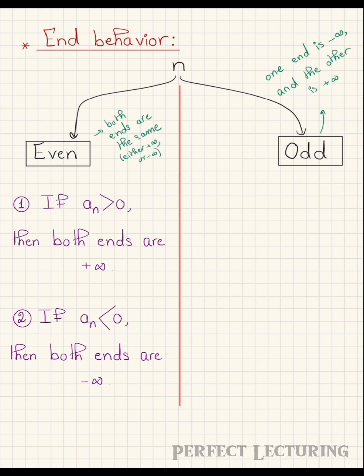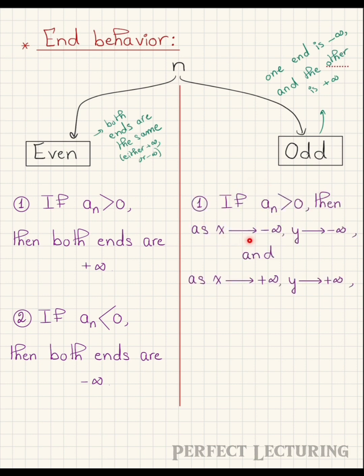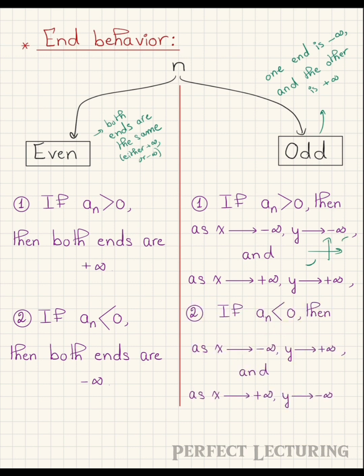What if n is odd? In this case, both ends are opposite. One of the ends will be minus infinity and the other end is positive infinity. In order to know which end is what, we again have to look at the sign of a_n. So if a_n is positive, then when x approaches minus infinity, that means when x is at the very left, then y approaches minus infinity, which means y is at the very bottom, something like this. And when x approaches positive infinity, y approaches positive infinity, which means something like this. Similarly, if a_n is negative, then when x approaches minus infinity, y approaches positive infinity, and x approaching positive infinity gives us y approaching minus infinity, something like this.